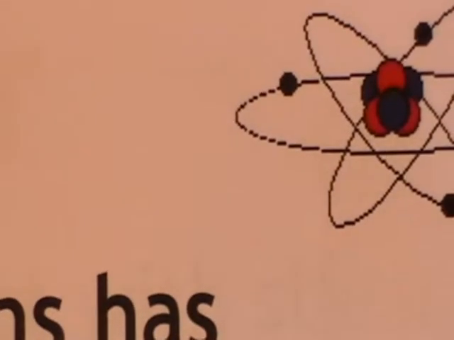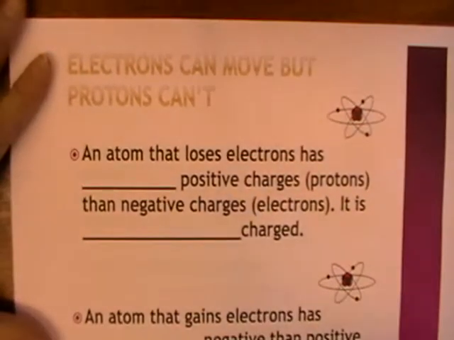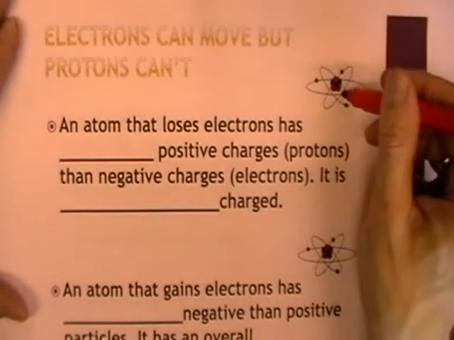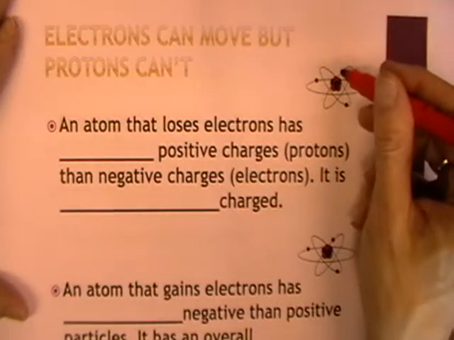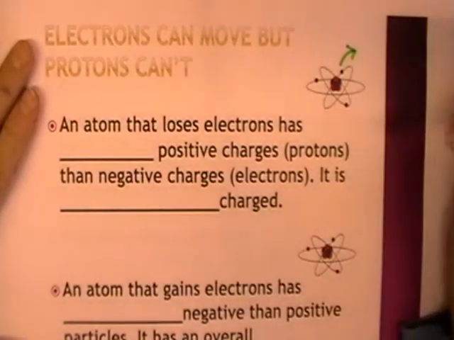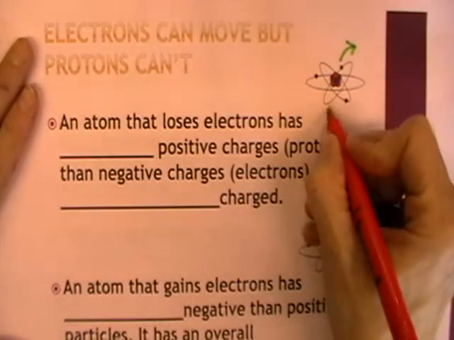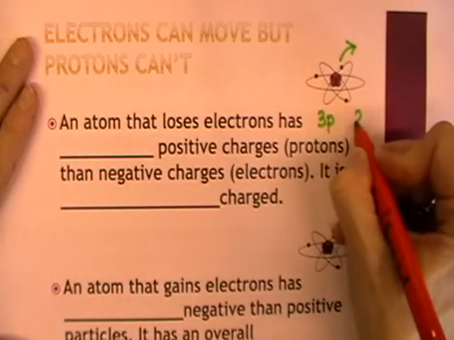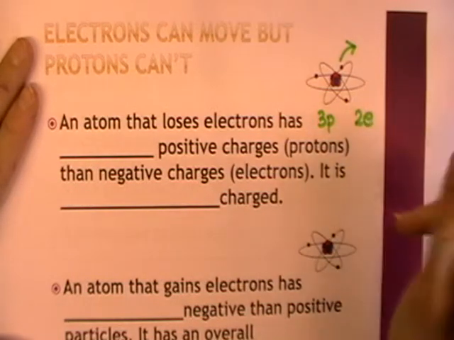And once they move, that destroys the balance of charges in the atom, and then overall it becomes charged. So if you have an atom here, and it loses, say, one of its electrons, it's then left with still 3 protons, but it only has 2 electrons.